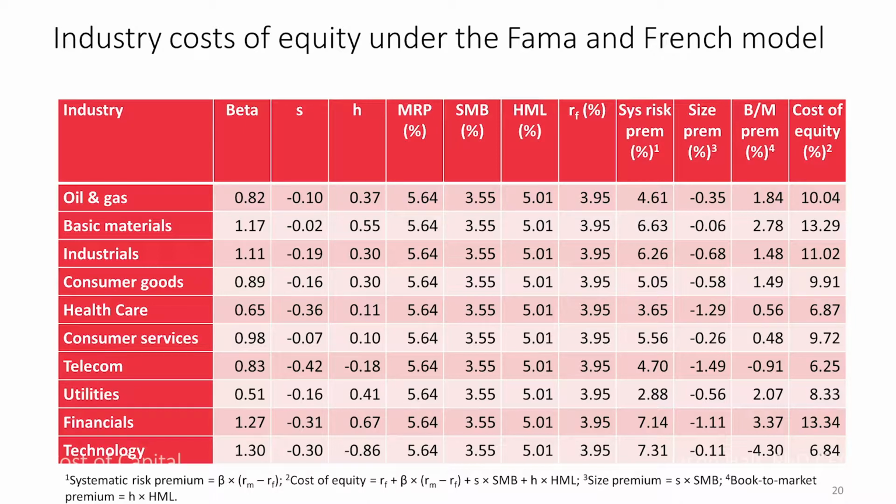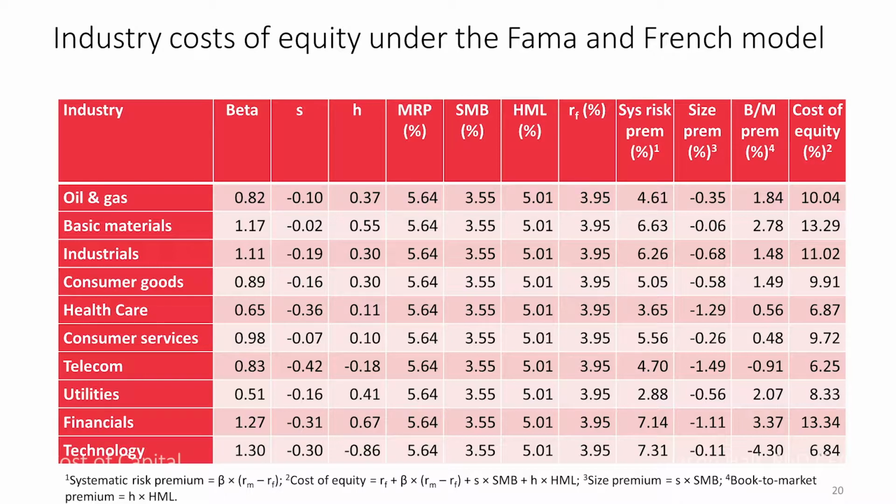We observe that for technology stocks, the beta estimate has decreased from 1.44 to 1.3, and there is a large negative coefficient of 0.86 on the HML factor. That is because technology stocks derive most of their value from intangible assets. They have low ratios of book value to market value. So the returns to technology stocks are in the opposite direction to the return on stocks with high book to market ratios.